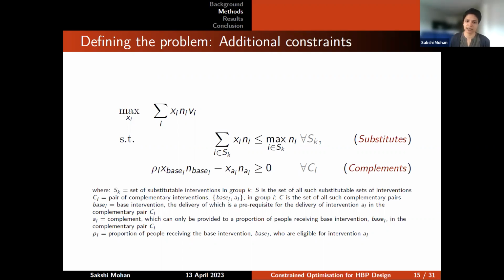And the second one ensures that for each intervention A, which can only be provided after a base intervention has been delivered, which is its compulsory complement, the number of people receiving intervention A is less than or equal to the number of people receiving the base intervention. And the rho factor here is just relevant for complementary intervention pairs where only a certain proportion of people receiving the base intervention are eligible for or are expected to need intervention A. So for instance, we assume that only 5% of safe abortion cases would require post-abortion case management for complications.